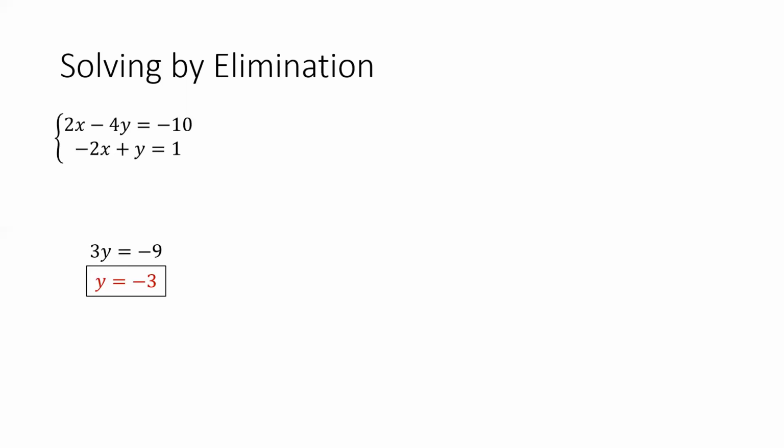Okay, so I made an error. We know eventually we're going to get to y is equal to -3, but let's figure out how to get there. Okay, solving by elimination. Substitution makes sense as far as the word choice goes: you solve for a variable, you substitute it into another equation, and then you solve.